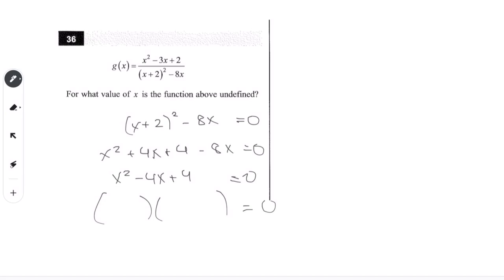So we want to find two numbers that multiply to be 4 and then add up to be negative 4. So we have x and x. We can do negative 2 and negative 2. And so the solution of this would be x is equal to 2. So for what value of x is the function above undefined? 2.